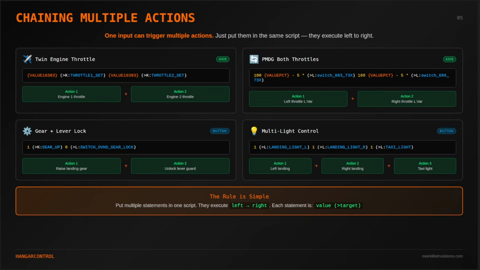So now this works also for buttons. Gear up and unlock the lever guard in one press. So you could do, for example, 1, gear up, that's the value we are setting for the gear, 0, L, switch overhead gear lock. Okay, so two actions, one button. The rule is simple. Put multiple statements in the script and they execute from left to right. That's the basic rundown of this. And by the way, if you guys need to, I highly recommend taking screenshots of these slides, as they may help you as a reference later on.